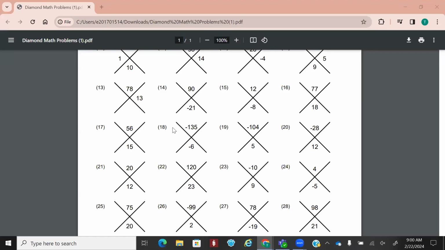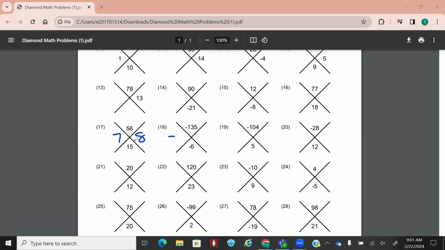So 17 through 24. Okay, so on 17, what times what would give me 56, but add together give me 15? Okay, good. All right, what times what would give me negative 135, but add together give me negative 6? Negative 15 and 9.